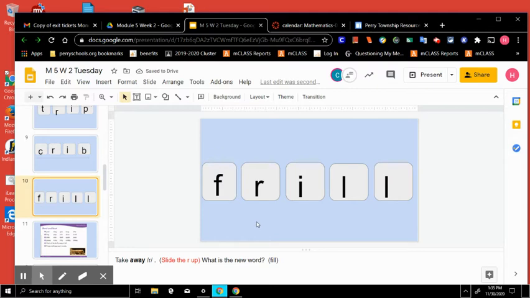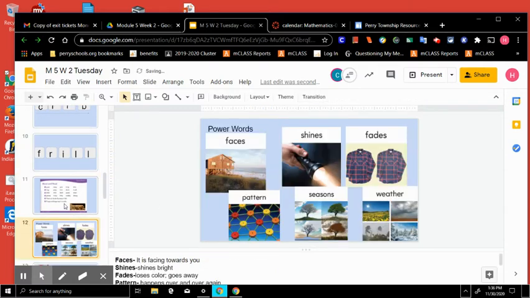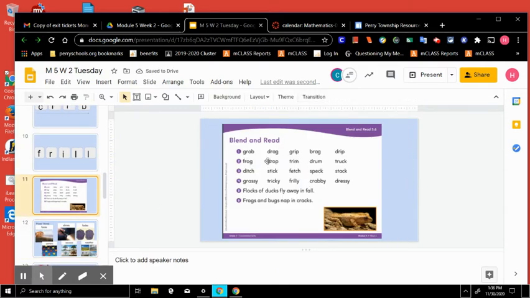If I have frill, and I take away the r, what is your new word? Pause your computer. Your new word should have been fill.